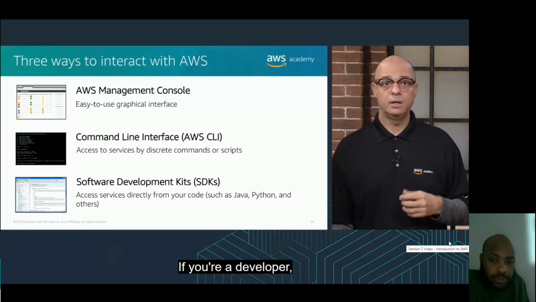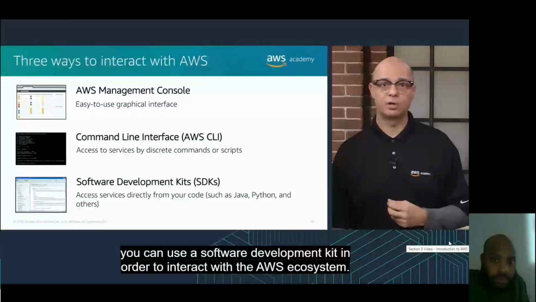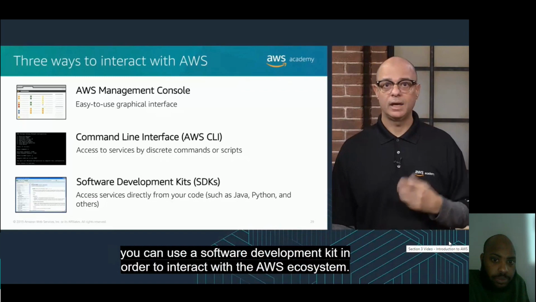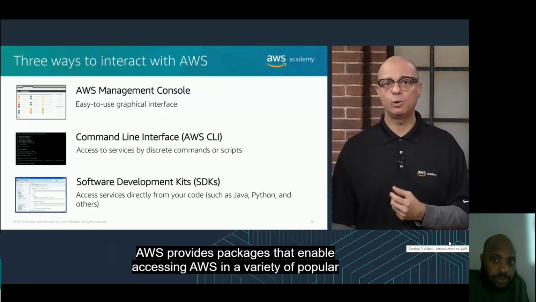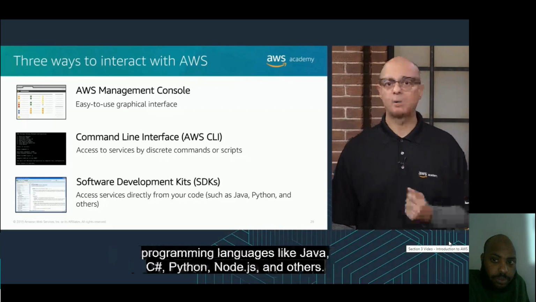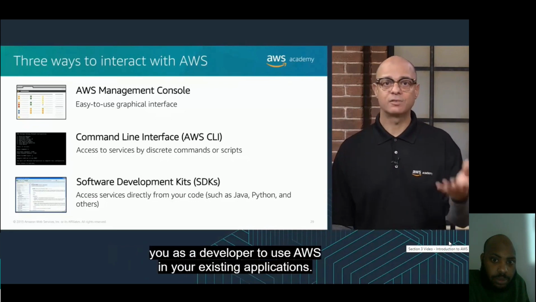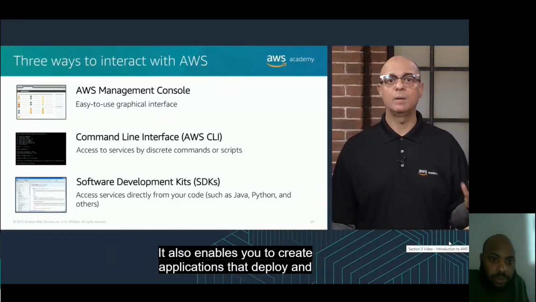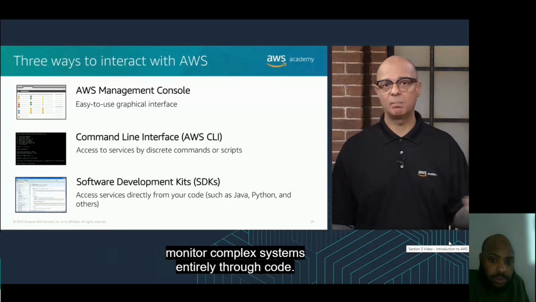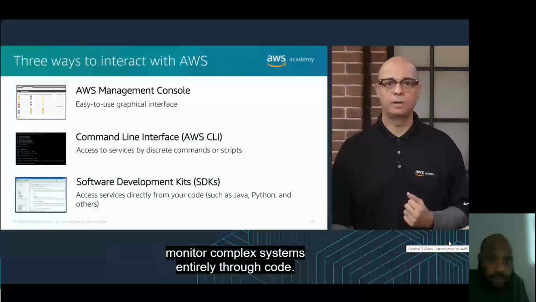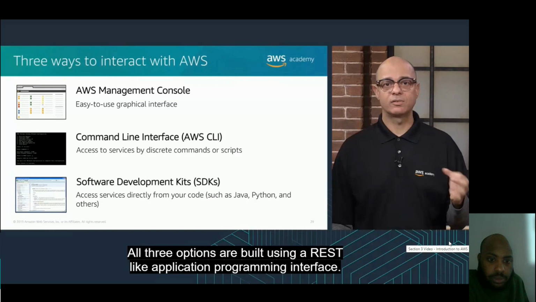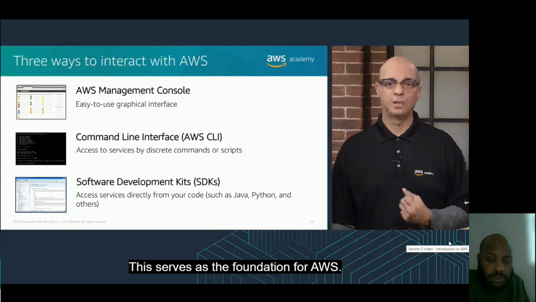If you're a developer, you can use a software development kit in order to interact with the AWS ecosystem. AWS provides packages that enable accessing AWS in a variety of popular programming languages like Java, C#, Python, Node.js, and others. This will make it easy for you as a developer to use AWS in your existing applications. It also enables you to create applications that deploy and monitor complex systems entirely through code. All three options are built using a REST-like application programming interface. This serves as the foundation for AWS.